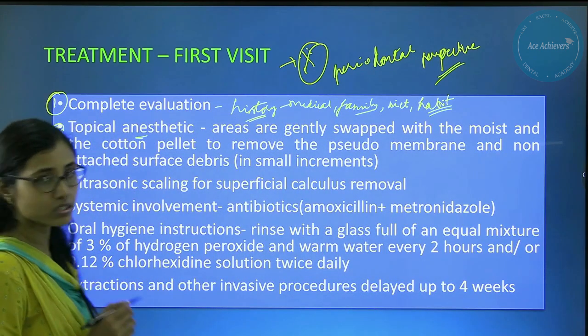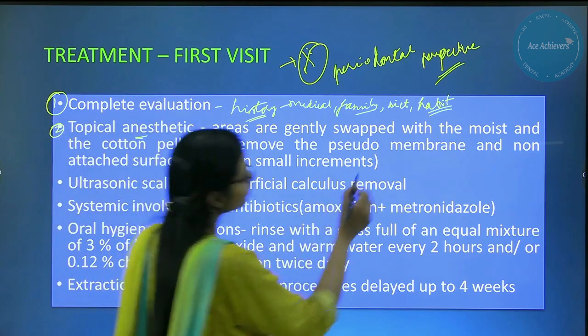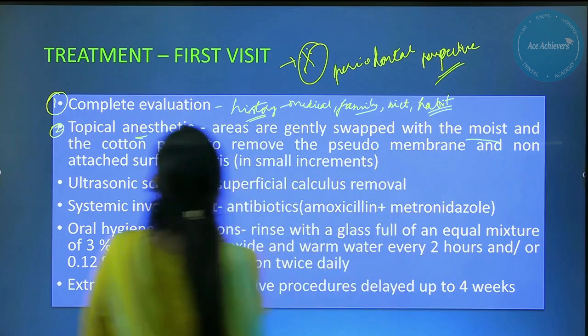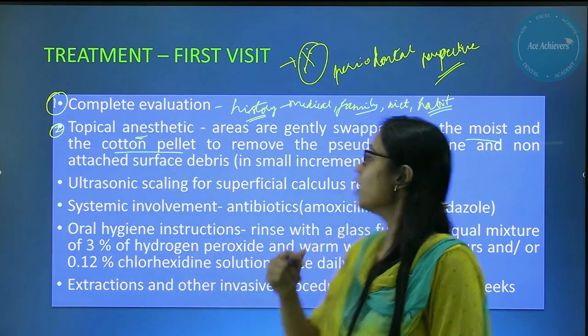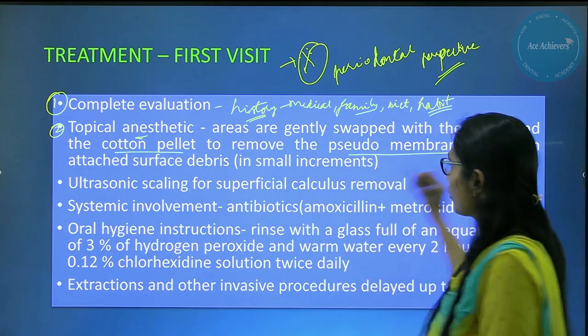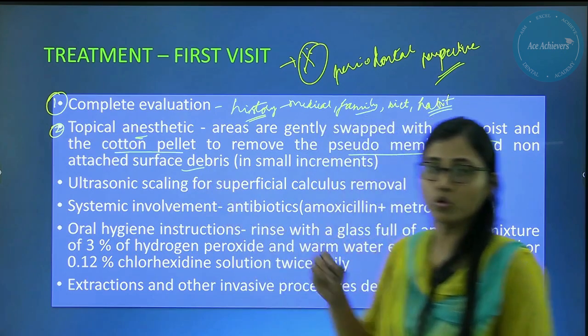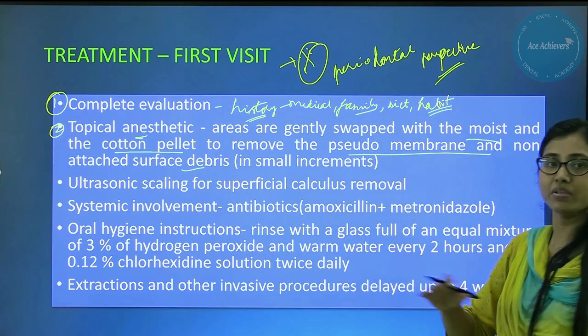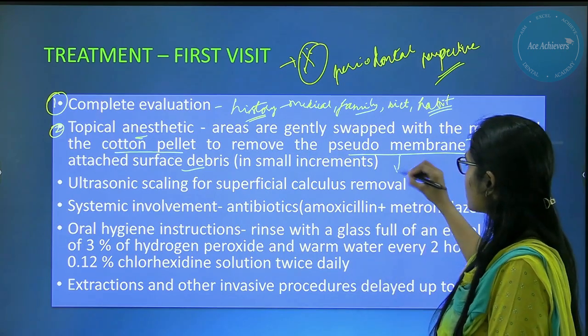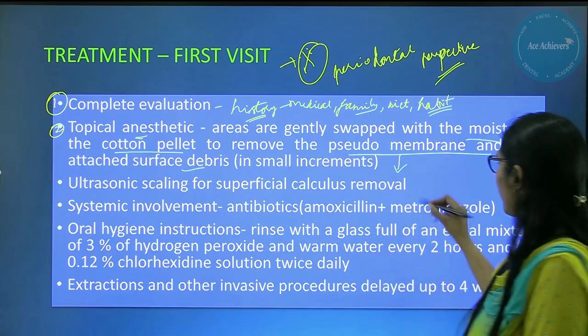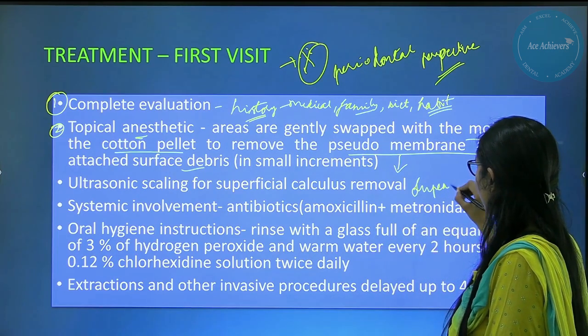The next thing we have to do is apply topical anesthetic sprays, and gently swab the area with a moist cotton pellet. We try to remove the pseudomembranous slough, and once you remove it, there might be some underlying debris which also has to be removed. This is followed by superficial scaling, a supragingival scaling.